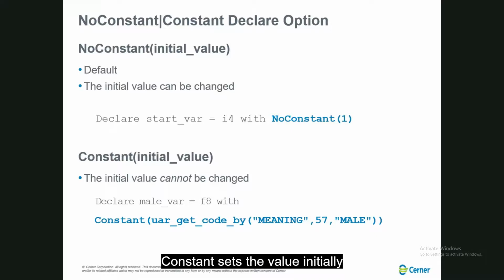Constant sets the value initially and does not allow it to be changed elsewhere in the program. This is particularly helpful for variables that we do not want to change. An example of this was created when the add code value wizard was used to create a variable for the code value of male. In this example, the variable is named maleVar and was defined as an F8. UAR get code by was passed inside of the constant declare option to pull the code value for the value of male from code set 57, particularly looking at the CDF meaning column.